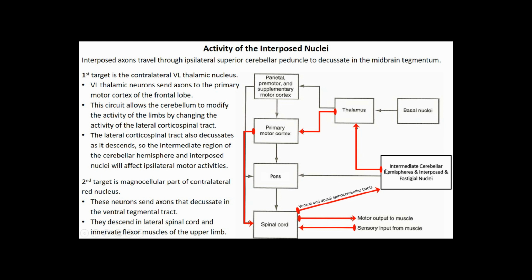Similar to before, we have another target as well. We have these same axons from the interposed nuclei going up the superior cerebellar peduncle and crossing over in the midbrain to get to the contralateral red nucleus again, but then they're going to go to the bigger cells there, the magnocellular part of the red nucleus, which is going to give rise to the rubrospinal tract, which decussates and descends in the spinal cord and helps innervate some flexors of the upper limb. Not a major function for us humans, but it is still happening.